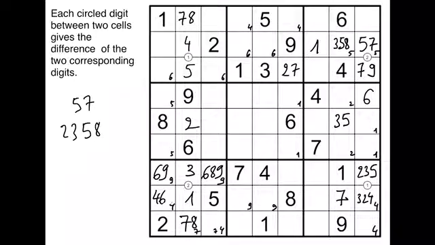This is restricted as well. Not 1, 4, 7, 8, 9, 5. So the remaining possibilities are 2, 3, and 6. Now, here's some really concealed logic. We know that the possibilities here are 2, 3. Let's have a look at this 4, 6 and at those digits.